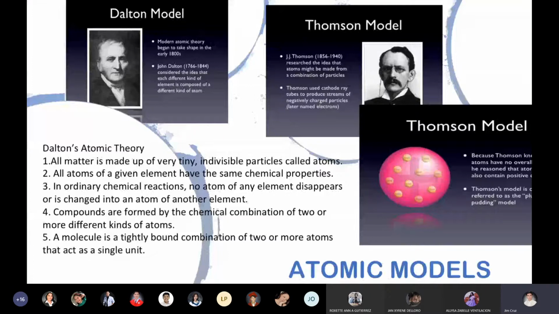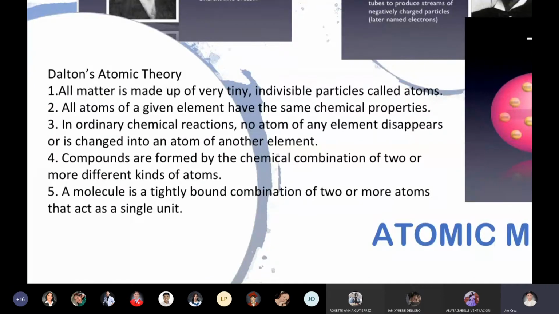So yun, so for number 2, according to John Dalton, all atoms of a given element have the same chemical properties, no. And if they are not from the same element, then that means na they do not have the same properties. For example, you won't expect that hydrogen gas will conduct electricity compared to metals, no? Because these two are made of different elements, di ba? Hydrogen atoms behave differently compared to that of a metal, for example, iron, no?